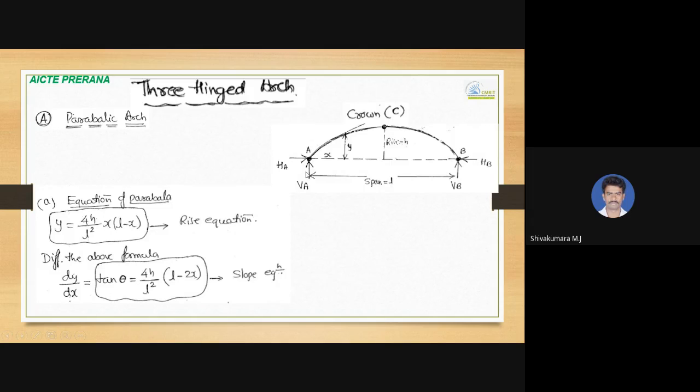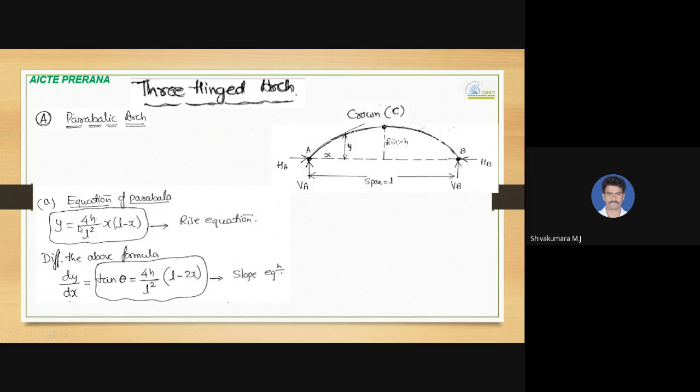If you draw a free body diagram at the supports, there is a hinged support at A, a hinged support at B, and another hinge at the crown C. So in total there are 3 hinges in this arch. HA, VA, VB, HB are the support reactions at hinges A and B. The moments at A, at C, and at B are equal to 0 because all three of these points are hinges, so the moment value will be 0 over here.